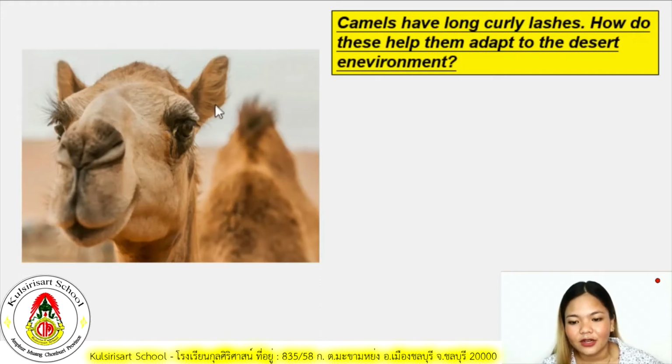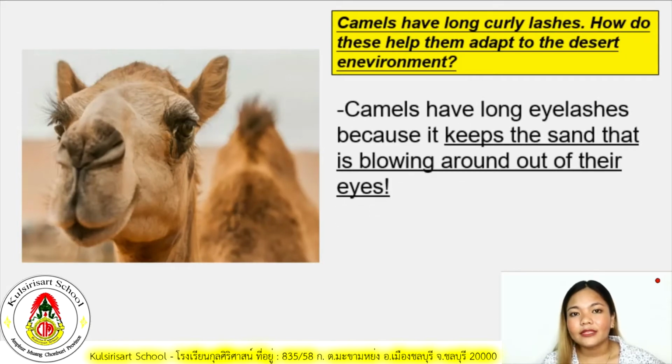Now, as you can see here in the picture, these camels actually have long eyelashes. And what is the function of this? Camels have long lashes because it keeps the sand that is blowing around out of their eyes.